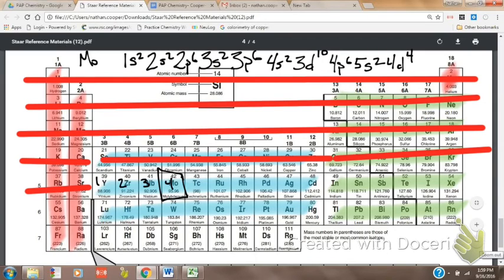The noble gas configuration for this element is going to be krypton. So I will say, sorry for all the lines, krypton. And krypton takes care of all of these inner electrons. So 5s2, 4d4.